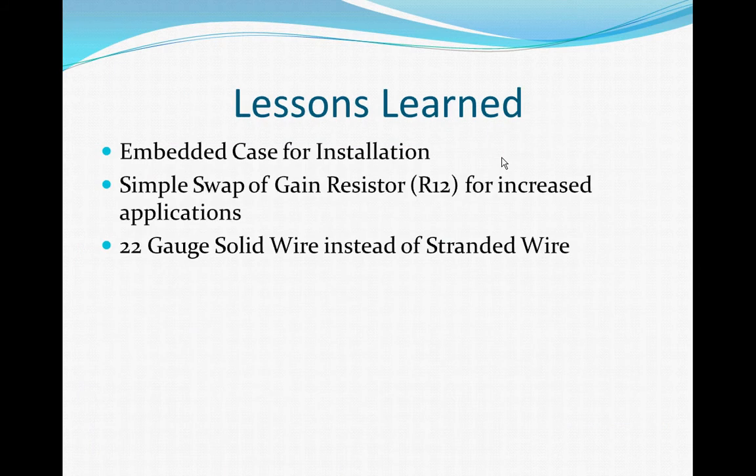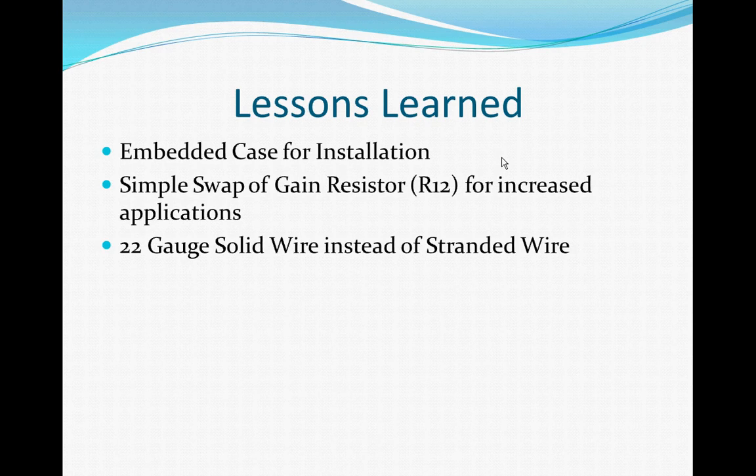Lessons learned by this project. If I had to do it again, I would definitely use some sort of enclosure case for the installation, just to make it a little bit cleaner to install. I could have increased the gain a little bit on the final resistor in order to give myself a larger voltage swing, so that I could maybe measure higher voltages than I really needed to, for the case of fault currents and things like that.